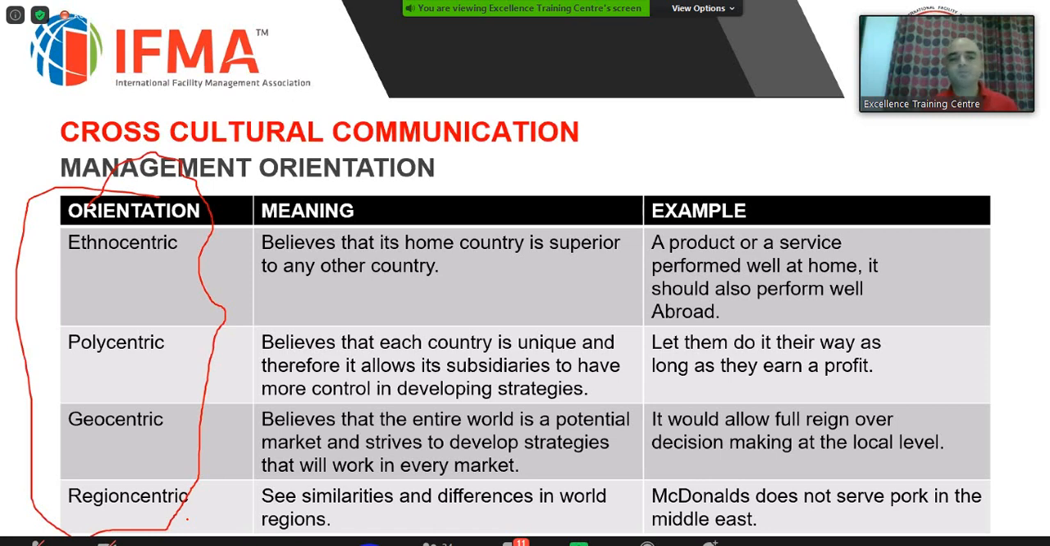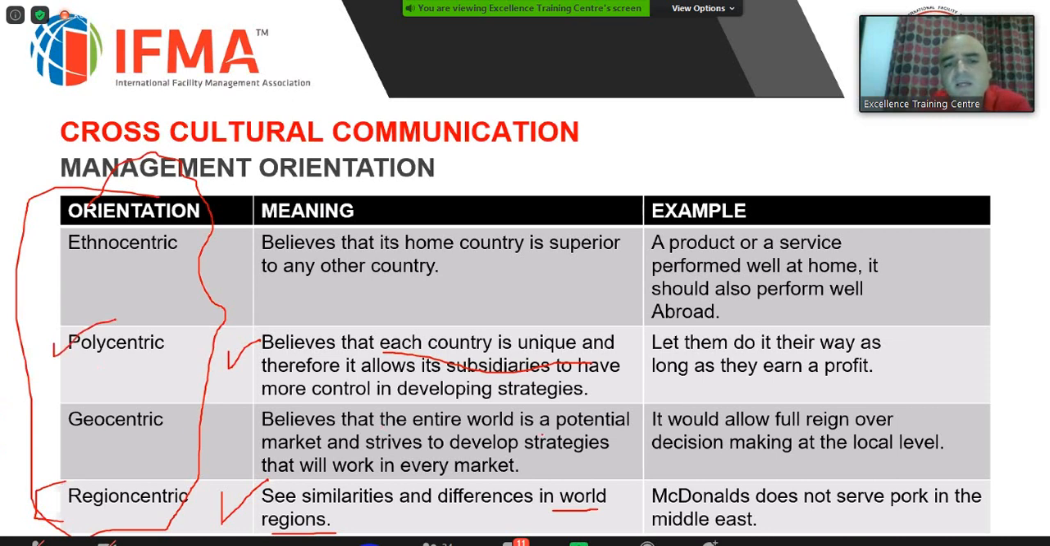So polycentric believes that each individual country is unique. And the region-centric sees the similarities and differences in world regions. So in here we're talking about countries. Here we're talking about regions. For example, many companies have the region-centric approach. In the sense, the product in the Middle East and North Africa, which they call the MENA region, is different from the product that they offer in Europe, different from the product they offer in Africa. They categorize the world into regions, or North America. Others believe that no, each country should have its own independence.